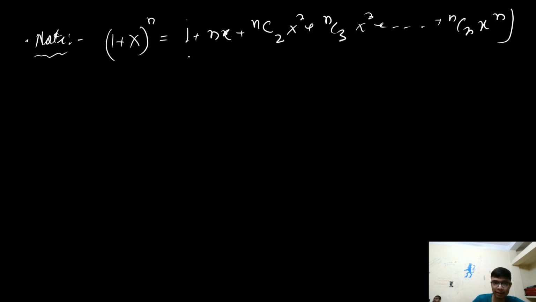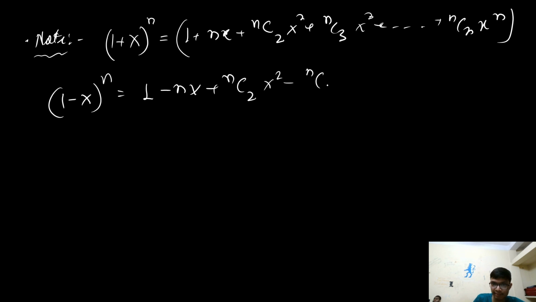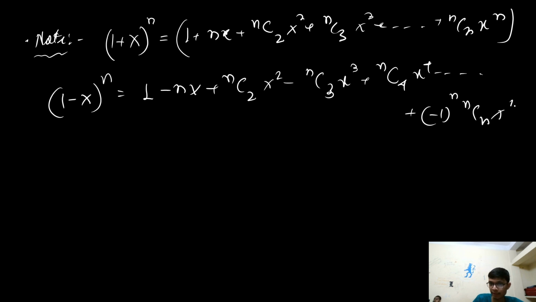Alright, similarly if you have an expansion as 1 minus x की power n, we write this expansion as 1 minus nx plus nc2 x square minus nc3 x cube plus nc4 x की power 4 and so on up to minus 1 की power n ncn x की power n. Now minus 1 की power n will determine the sign, कौन सा वाला साइन आने वाला है, that is positive or negative.